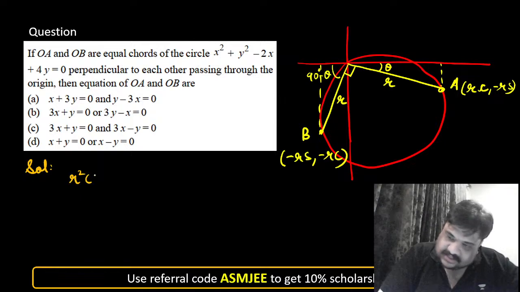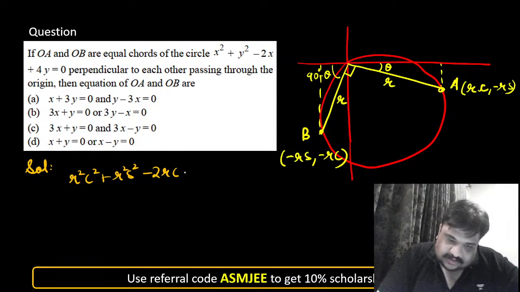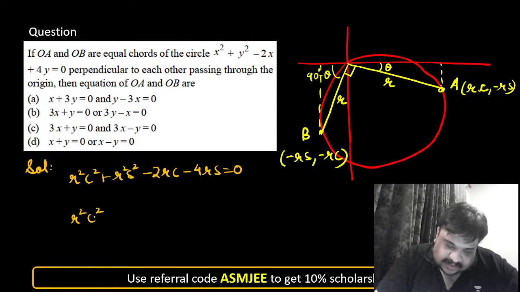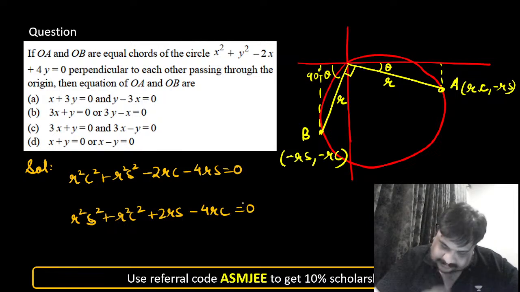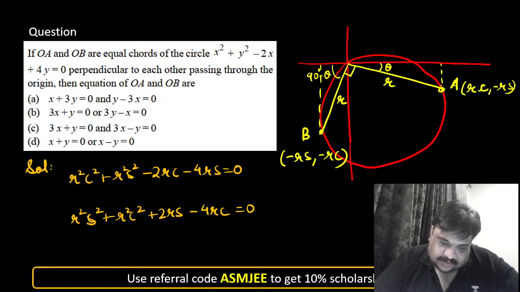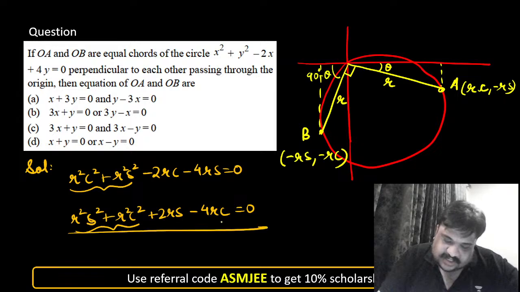So r square c square plus r square s square minus 2 rc minus 4 rs is equal to 0. And substituting the other point, r square c square plus r square s square plus 2rs minus 4rc is also equal to 0. So this is r square, this is also r square. Subtract both these equations.